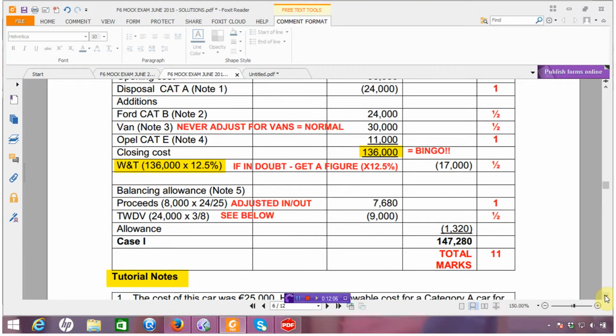In terms of this balancing allowance, just remember that we're comparing proceeds, or indeed adjusted proceeds, to tax written down value. What we've got to do here is scale down the proceeds because of the fact that the car was restricted going in. I'll explain this little 3/8 in a moment, but in essence what they're doing is comparing the restricted proceeds to the tax written down value, and the difference is 1320.